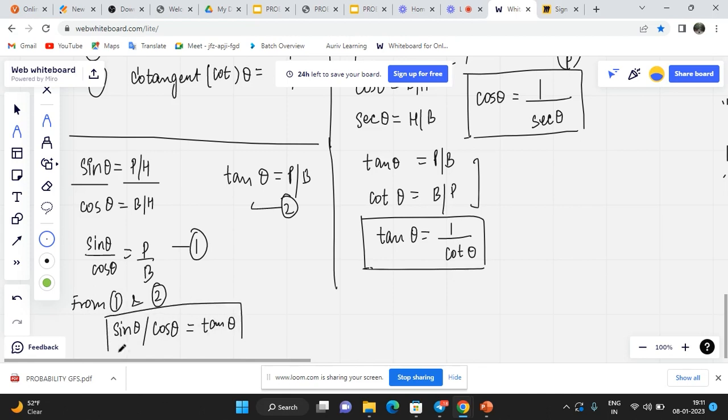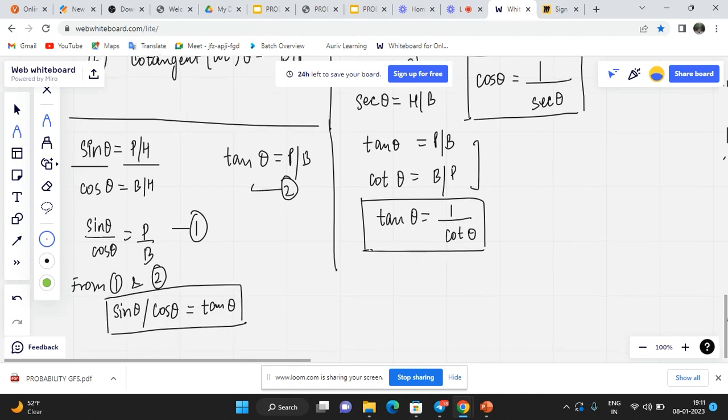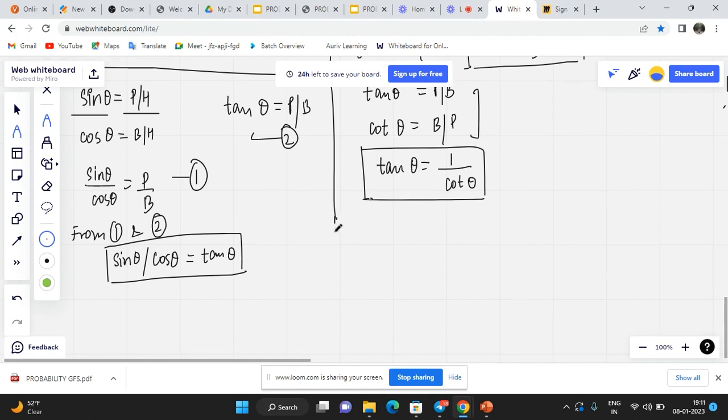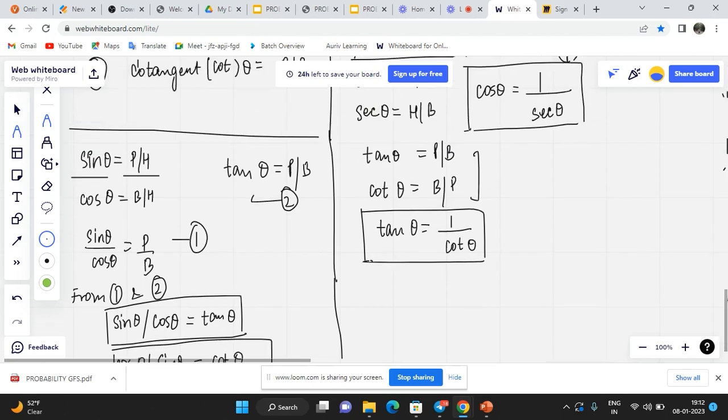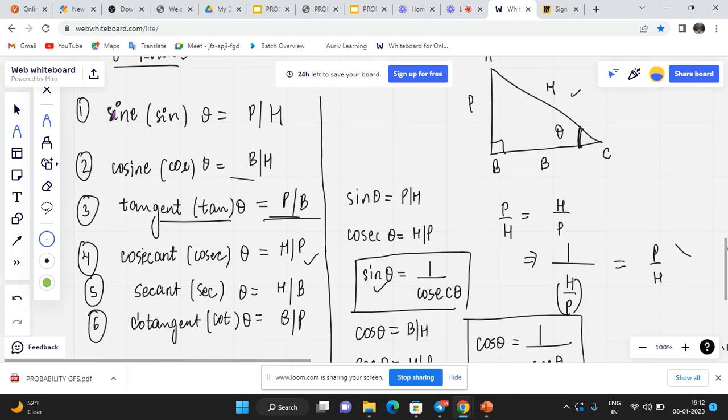So this is one more formula that will help you in trigonometry. Now, if sine theta upon cos theta is equal to tan theta, then cos theta by sine theta will be equal to cot theta, right? So these are some formulas that will help you in solving questions in trigonometry.